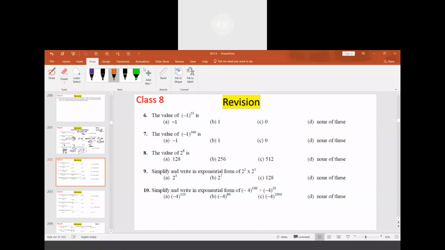Moving on to the sixth question. -1 raised to the power minus 1, sir. Whenever the power is odd, minus 1 to the power of an odd number will be negative, sir.